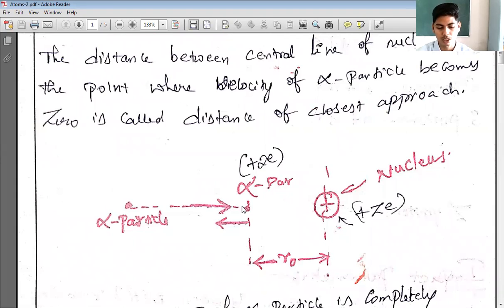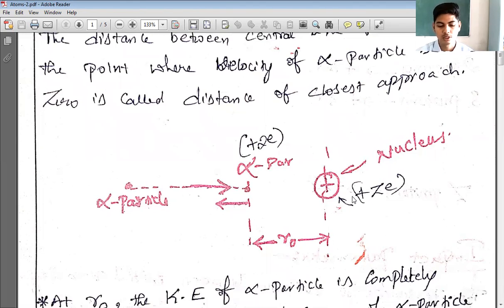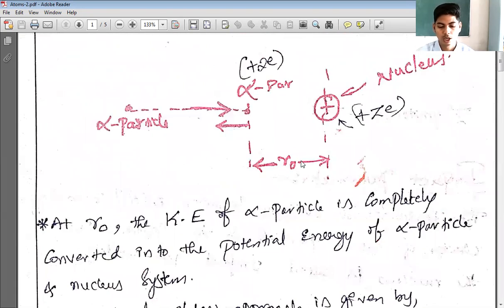See, once the alpha particle comes to rest at this point, immediately the alpha particle retraces its path. At this point, the alpha particle momentarily comes to rest, and from this point, the alpha particle retraces its path because of the repulsive force exerted by the nucleus. So it doesn't stop at this point. Its velocity becomes zero at this point for an instant, and immediately the alpha particle retraces its path. This is the idea of distance of closest approach, and it is represented by R naught.